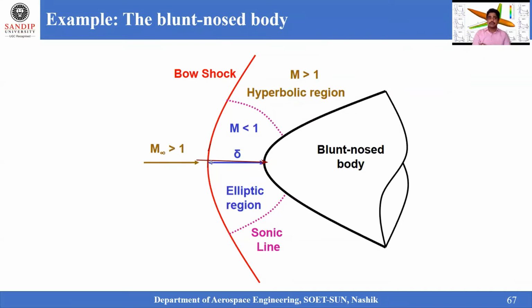Now why has this particular problem been considered? Bow shock. In the supersonic or hypersonic cases, when the blunt nose body is being designed, here we can see that the flow has resulted in two types. In one region, the dotted region, the flow is acting like it is behind a normal shock.